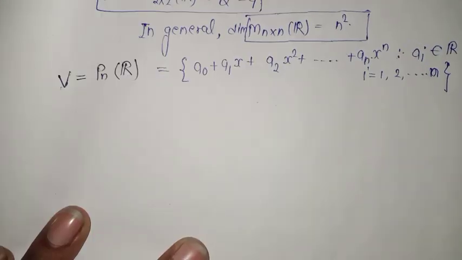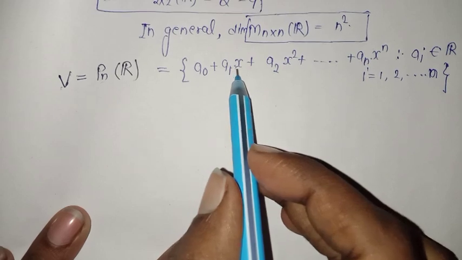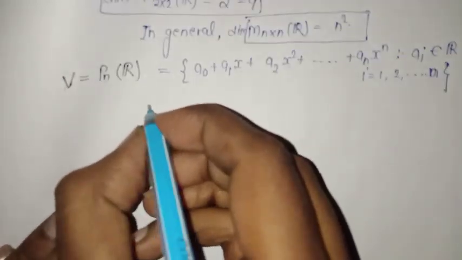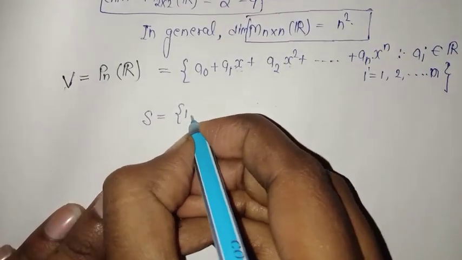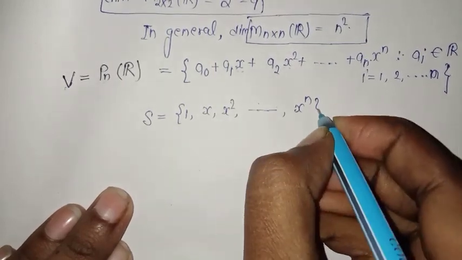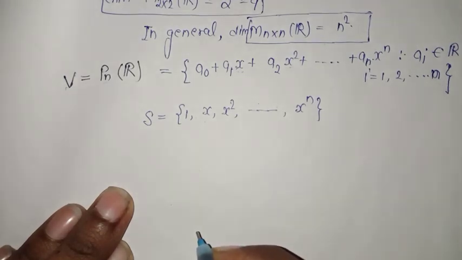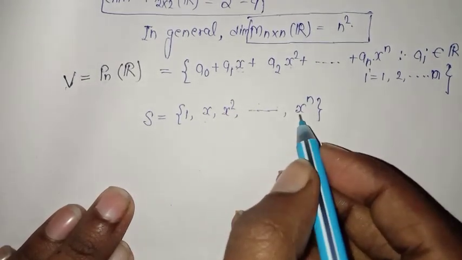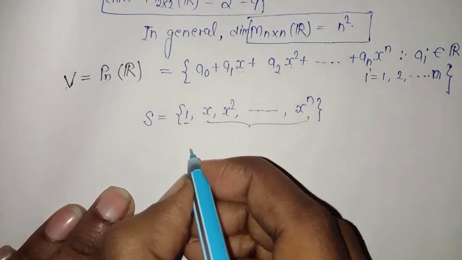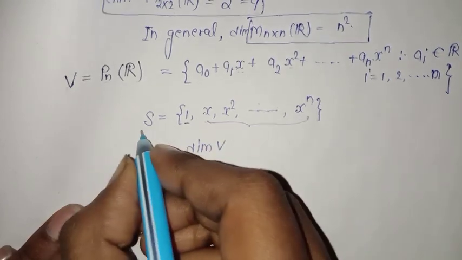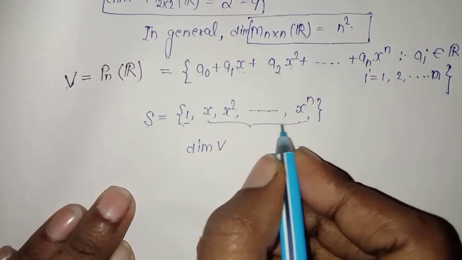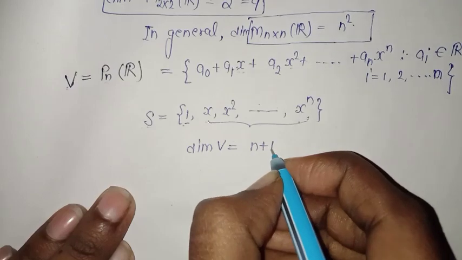Now if you see, each and every element can be written with the help of these vectors 1, x, x squared and so on, x to the power n. So the set S will be of the form 1, x, x squared and so on, x to the power n, and this forms a basis for this vector space V. The number of elements in this set is n plus 1. So the dimension of V becomes n plus 1.